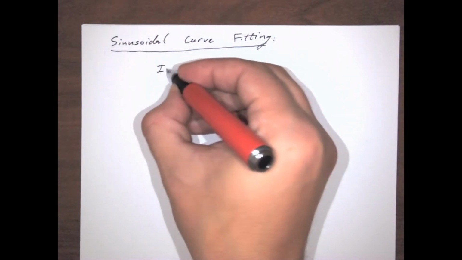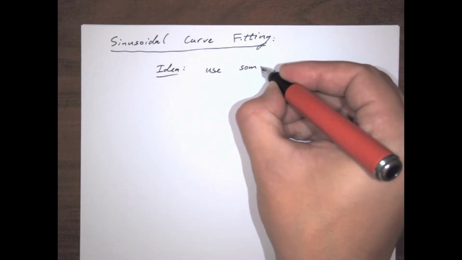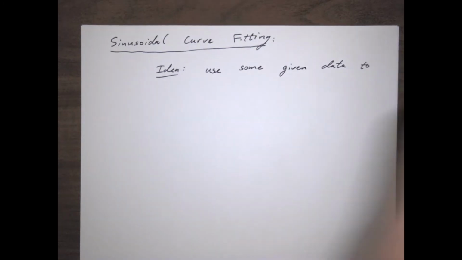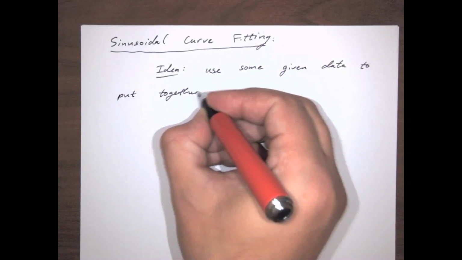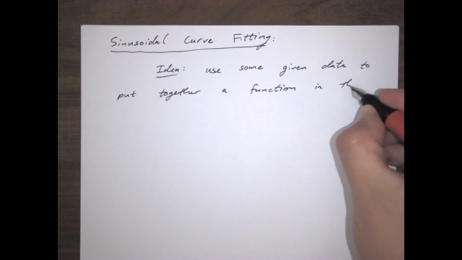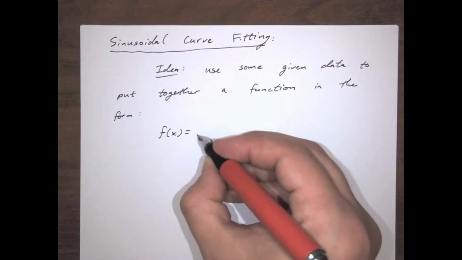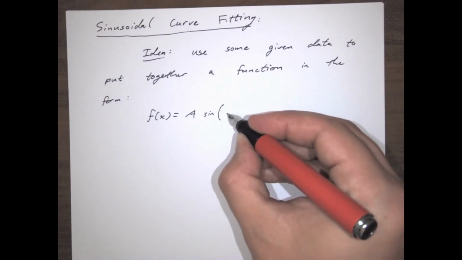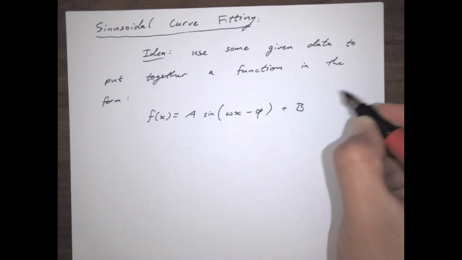And the idea here is to use some given data to put together a function in the form f of x equals, again, a, we'll just say by default sine omega x minus phi plus b. And now useful facts.